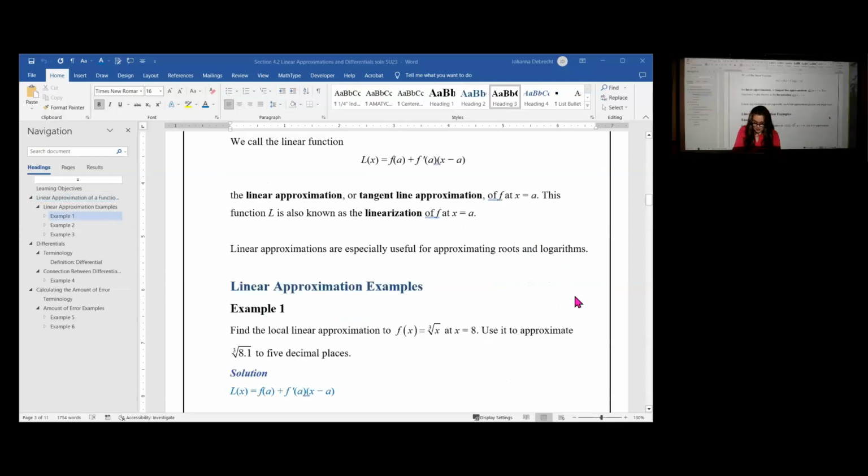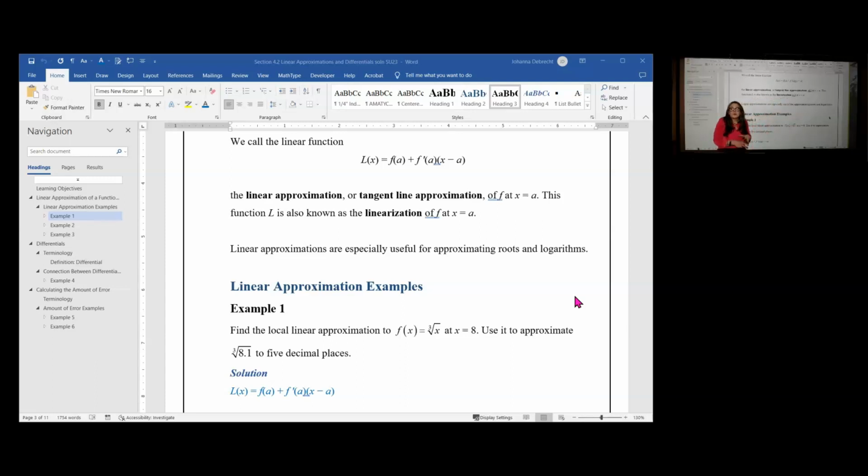We're going to define the linear function L of x to be this tangent line equation, f of a plus f prime of a times x minus a. This is called either the linear approximation of the function or the tangent line approximation. It's also known as the linearization of f at x equal a.